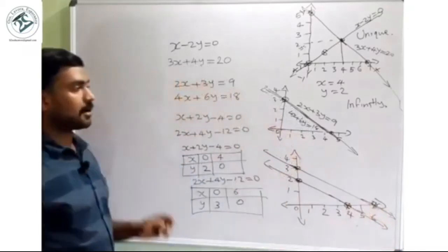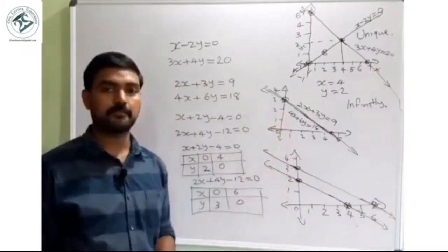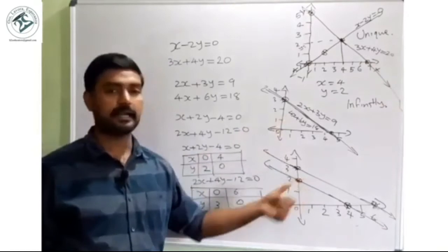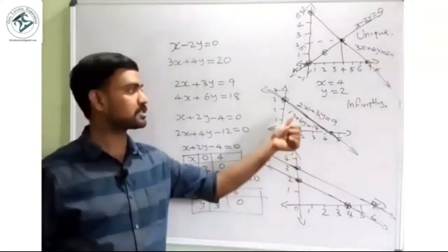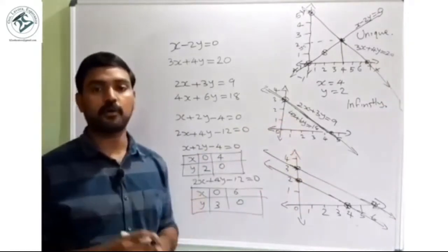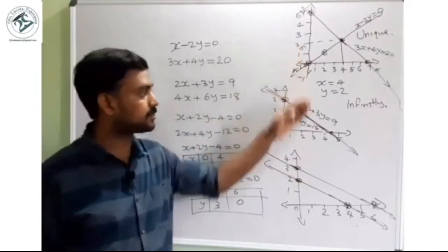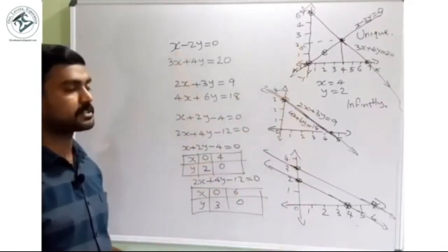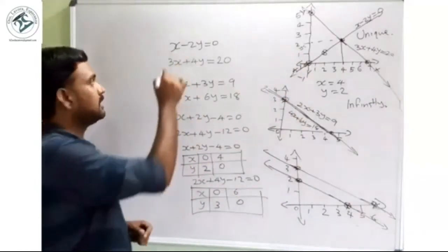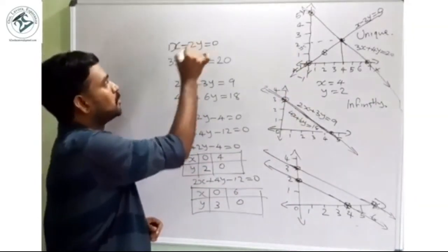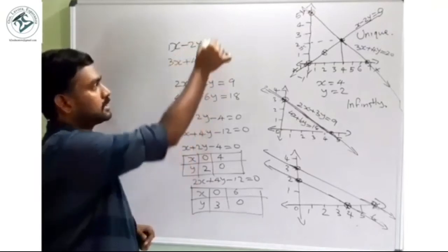So as compared to this figure, what is the difference here? Here it is parallel, but here parallel never intersecting. Here it was coincident. Now we are going to study, is there any relation between these figures and these coefficients of the equation? Coefficients means this number 1, 2, 3, 4, such as this constant also.